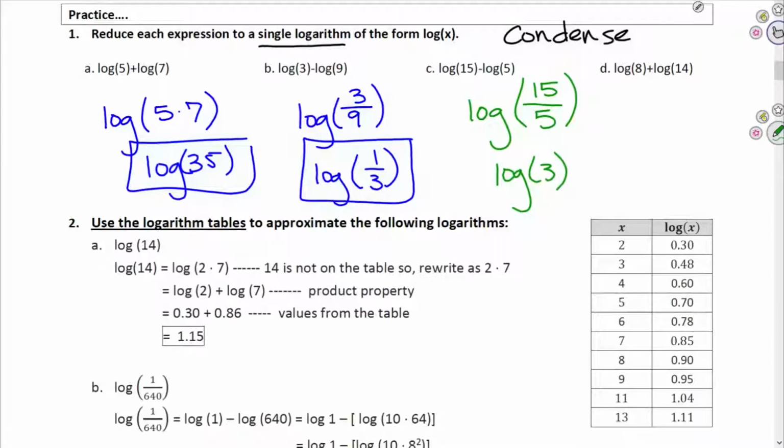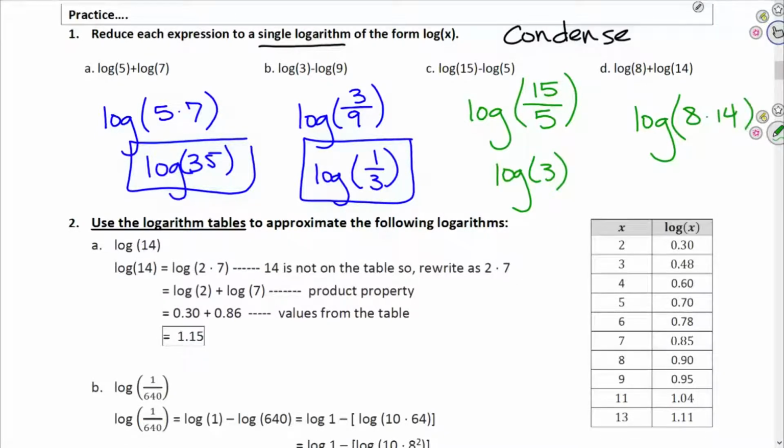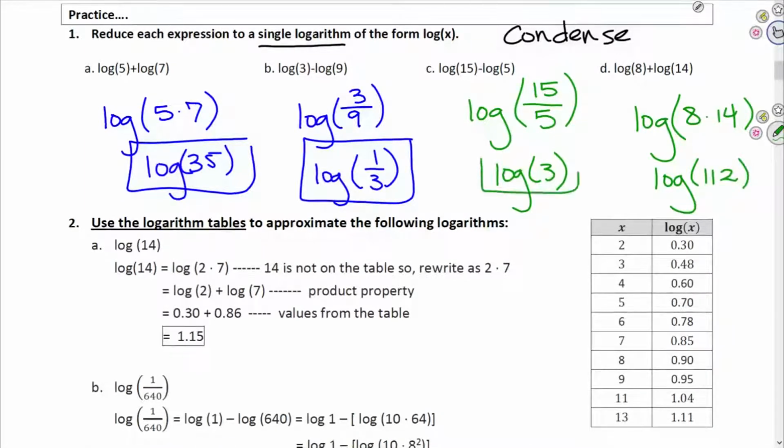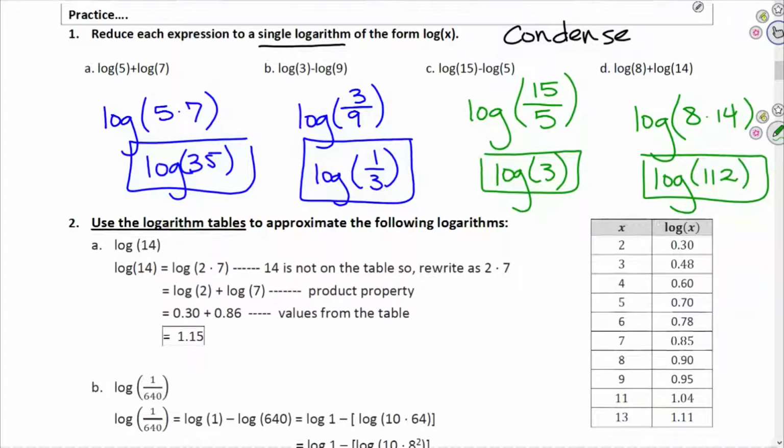Returning back to the log of 8 plus the log of 14. These are both positive, so I will multiply them inside the parentheses. I have the log of the same base 10, of 8 times 14. 8 times 14 is 112, so I get the log of 112. That's just two terms. Again, addition is multiplication, subtraction is division, but if they get longer, positive numerator, negative denominator.